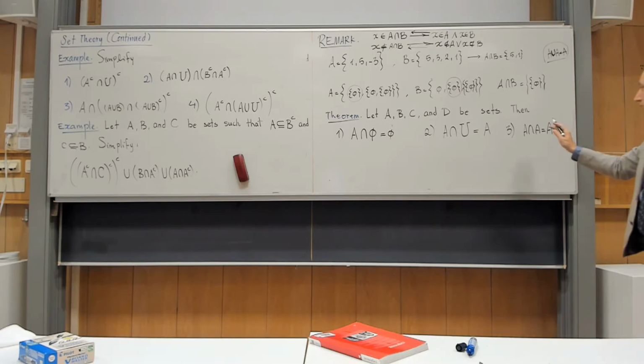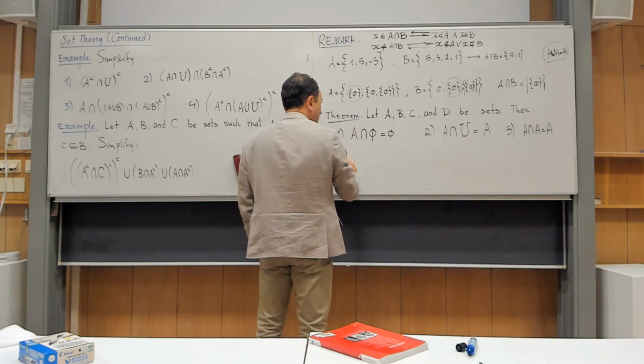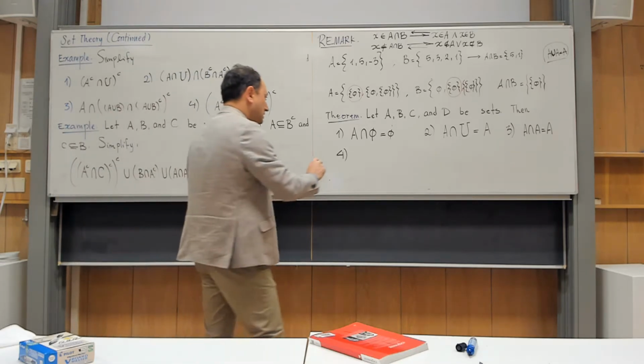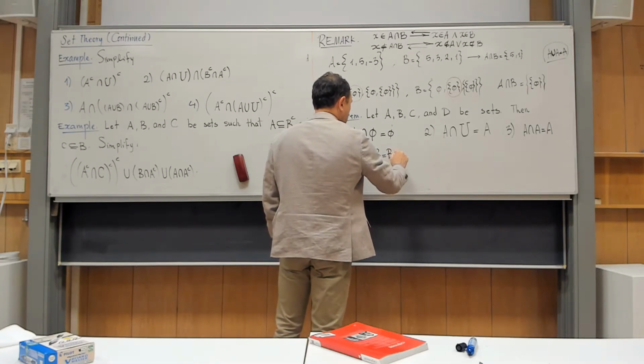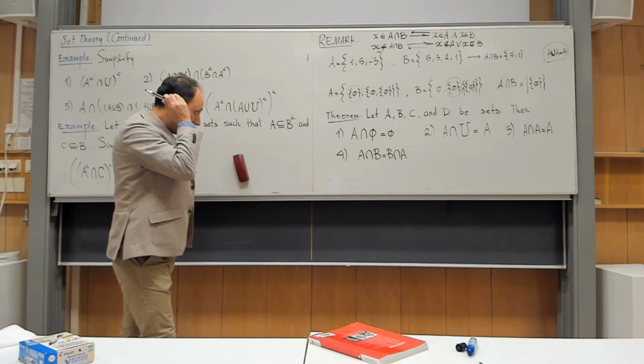Okay, so that was my mistake. Okay, number 4 is commutativity. So do you think the order of intersection matters here? No, so that's the same thing. So A intersection B is equal to B intersection A. It's called commutativity.